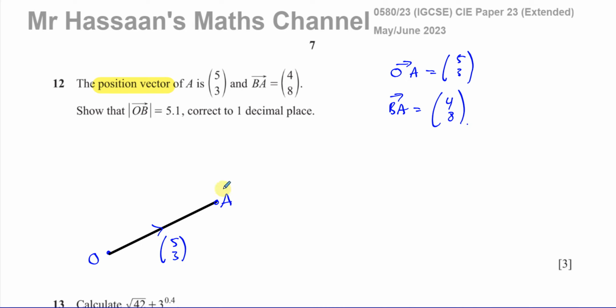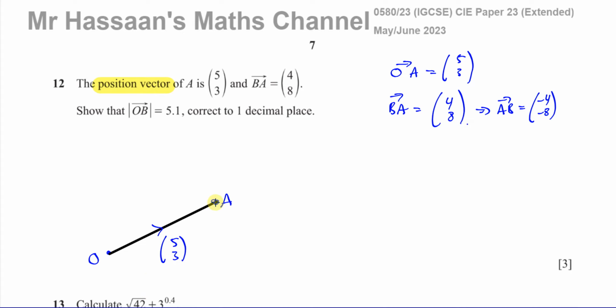And then we know the vector from B to A is (4, 8). Let me think about it in reverse, because we know where A is. The vector from A to B is going to be the reverse. B to A is (4, 8), so A to B is going to be the opposite: minus 4, minus 8. So if I want to go from A to B, I'm going to go minus 4, something like that, and then minus 8. So it's going to be down here actually.